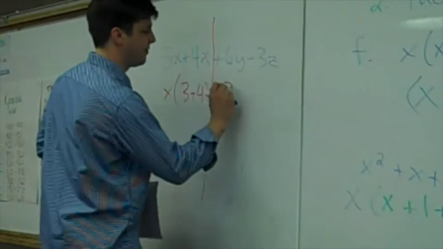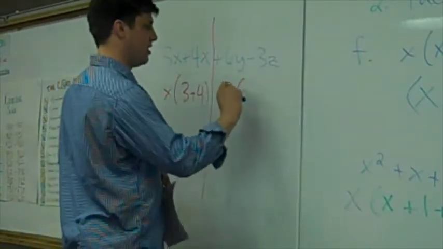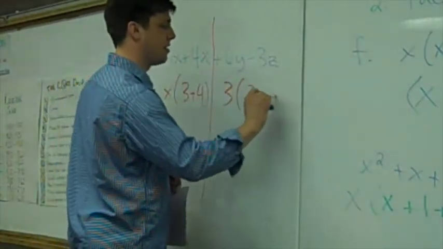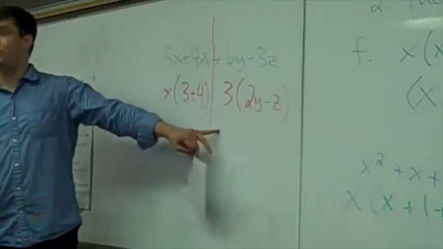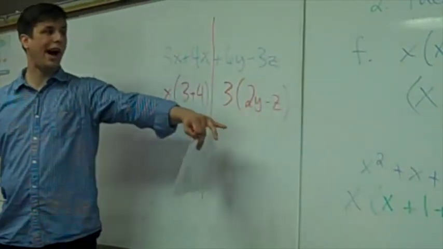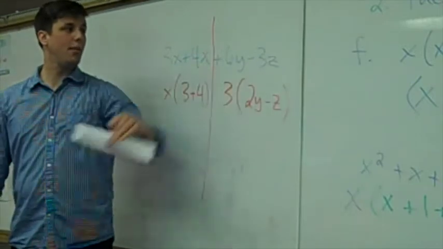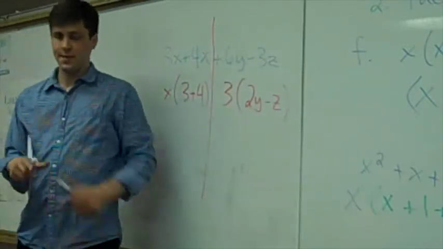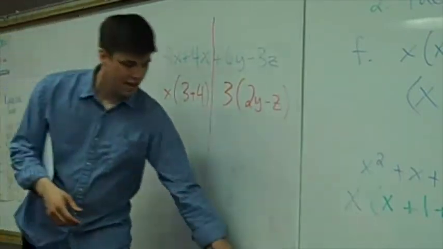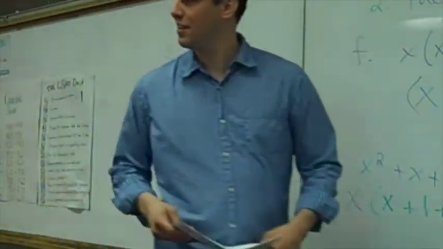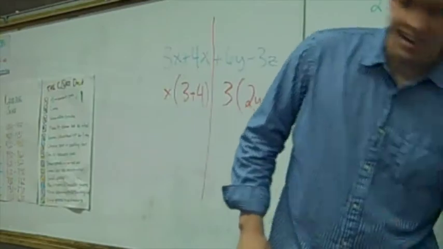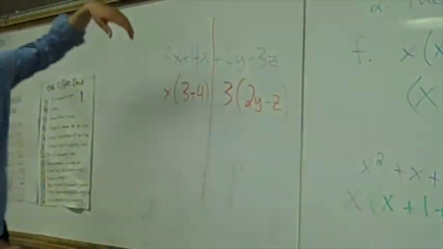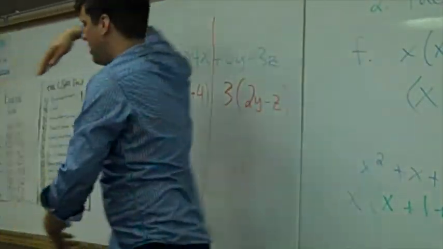Emily says 3. Do you agree? When you divide away 3 from 6y, you get 2y. When you divide away 3 from negative 3z, you get negative z. So what goes in the blank? So the blanks filled in say, draw a line down the middle, factor the left, then the right.